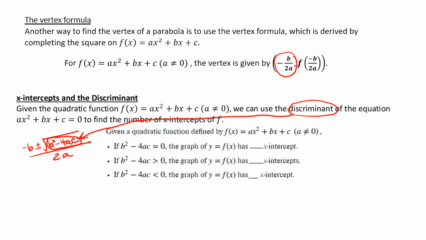If b squared minus 4ac is 0, the graph of y equals f of x has one x-intercept, right? Because that will disappear and you'll just have negative b over 2a, so you'll only have one value for that. If b squared minus 4ac is greater than 0, then you're going to have some value under the square root. It'll be a real number, so you'll have negative b plus that and negative b minus that over 2a for your x-intercepts, and so that will be 2 x-intercepts. And then if b squared minus 4ac, the discriminant, is less than 0, that means that you have an imaginary number, and that means that there are no x-intercepts.